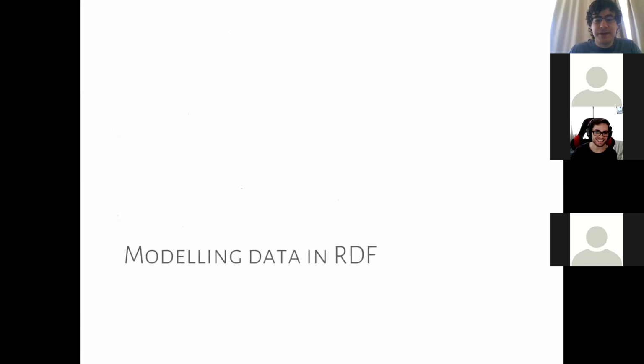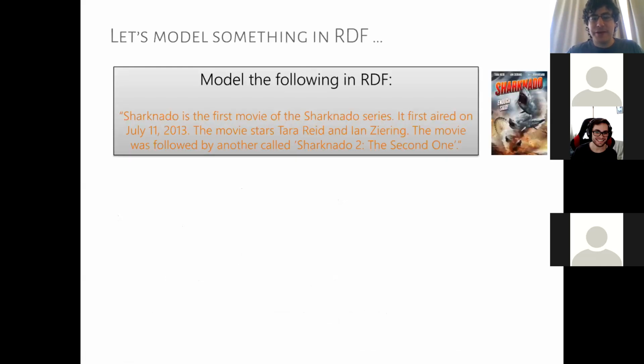Okay, so let's talk about modeling a bit of data in RDF, how we might model some real web content in RDF. So we have a brief description of some movies. Sharknado is the first movie of the Sharknado series. It first aired on July 11th, 2013. The movie stars Tara Reid and Ian Ziering. The movie was followed by another one called Sharknado 2, the second one.